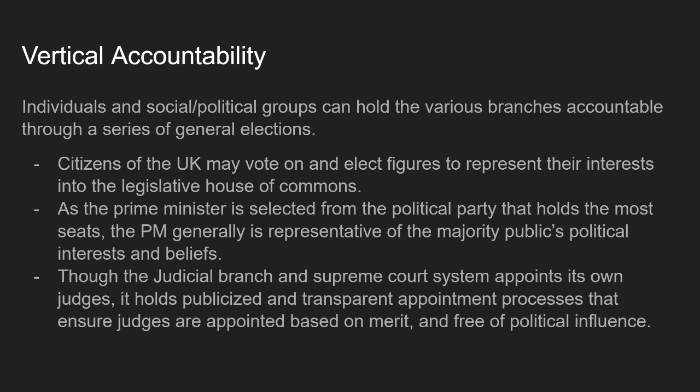Talking about vertical accountability in the UK, individuals and social or political groups can hold the various branches accountable through a series of general elections. Citizens of the UK may vote on and elect figures to represent their interests in the legislative House of Commons. Additionally, as the Prime Minister is selected from the political party that holds the most seats, the Prime Minister generally is representative of the majority public's political interests and beliefs. And though the judicial branch and Supreme Court system appoints its own judges, it holds publicized and transparent appointment processes that ensure judges are appointed based on merit and free of political influence.